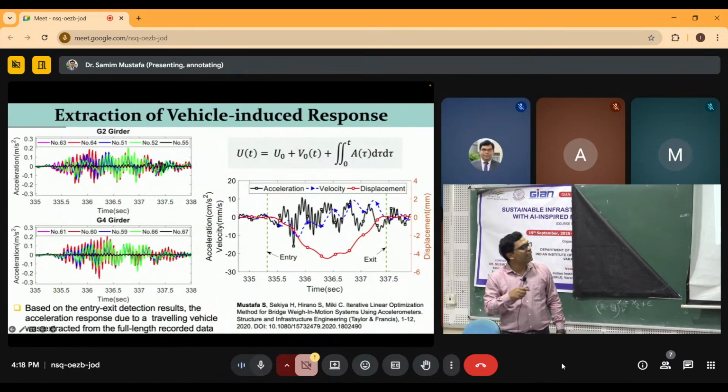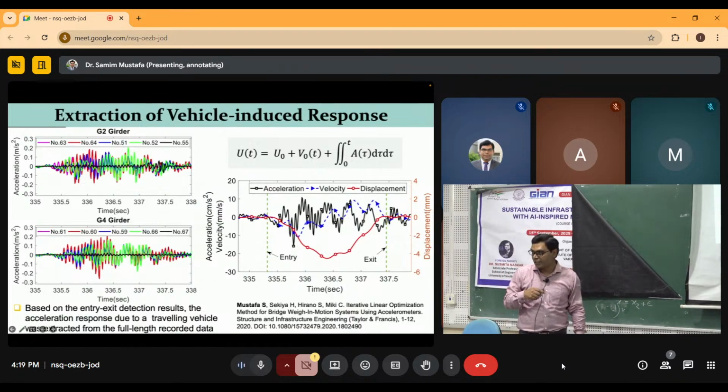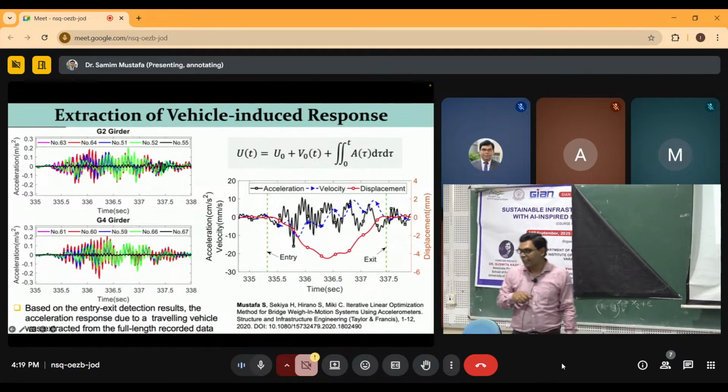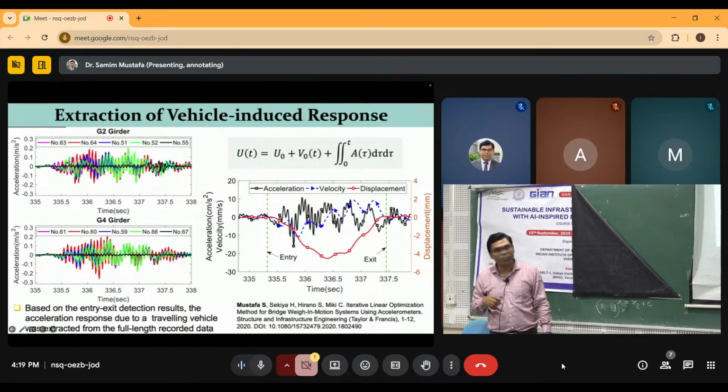And from the acceleration you can also determine the displacement by double integration. If you have the acceleration data, for example, these are the vehicle-induced acceleration data, then by double integration you can also determine the displacement and velocity. That is also possible.